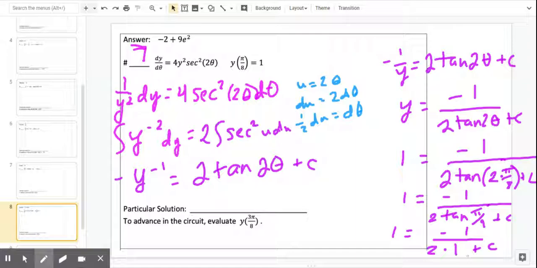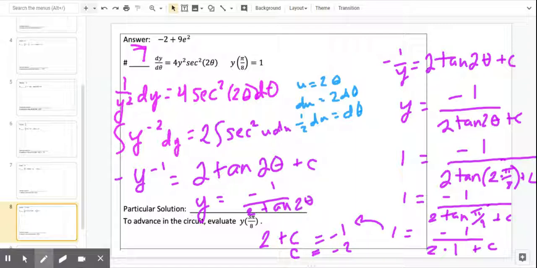So what happens here is this on the bottom is 2 plus c. So I'm going to multiply by 2 plus c on both sides. So 2 plus c times 1 is just 2 plus c equals negative 1. Subtract 2 on both sides, c equals negative 2. So this went over here. So our particular solution is y equals negative 1 over 2 tangent 2 theta minus 2. So that's our particular solution.